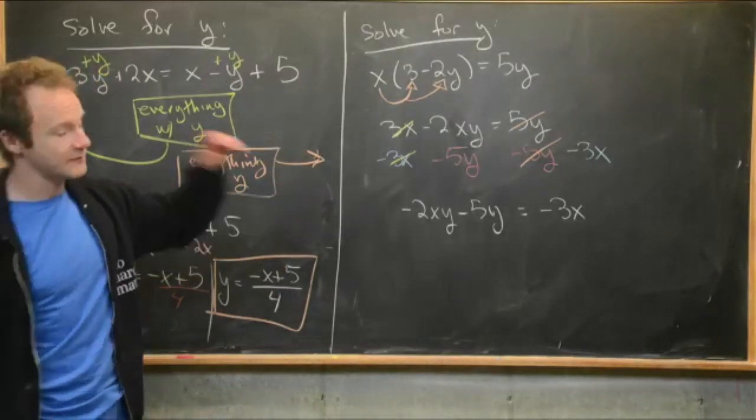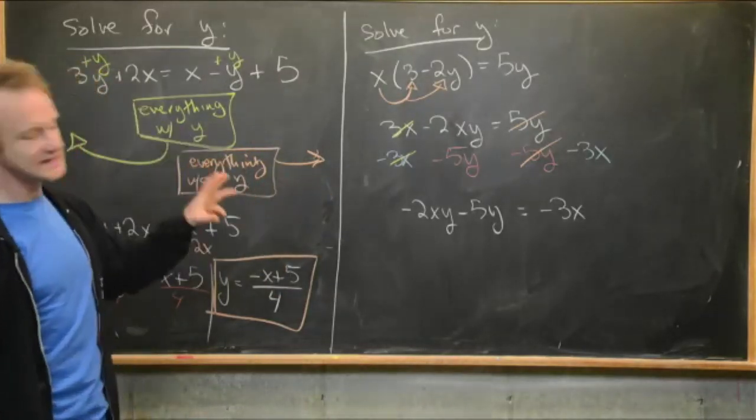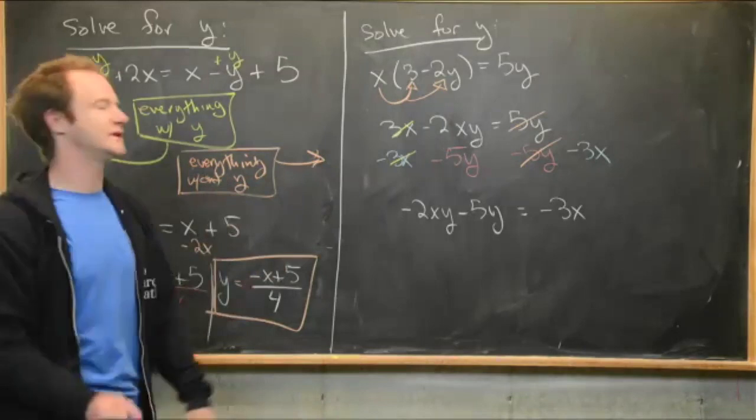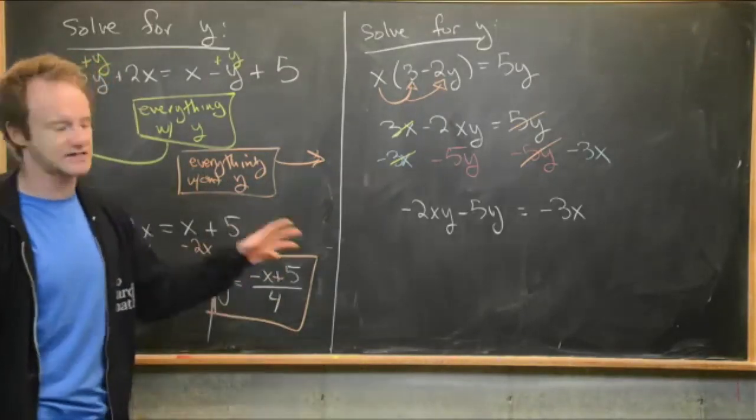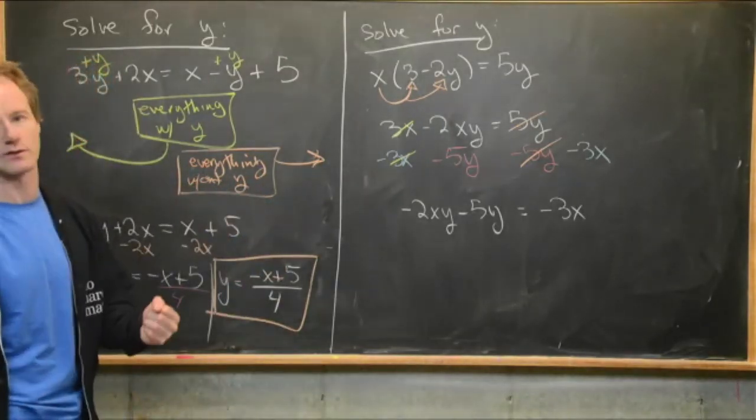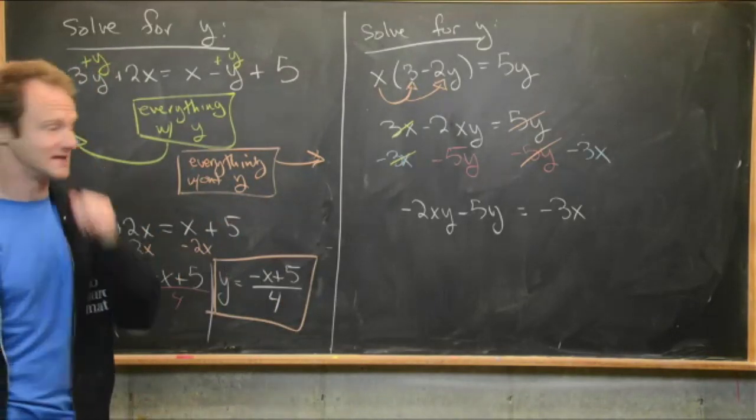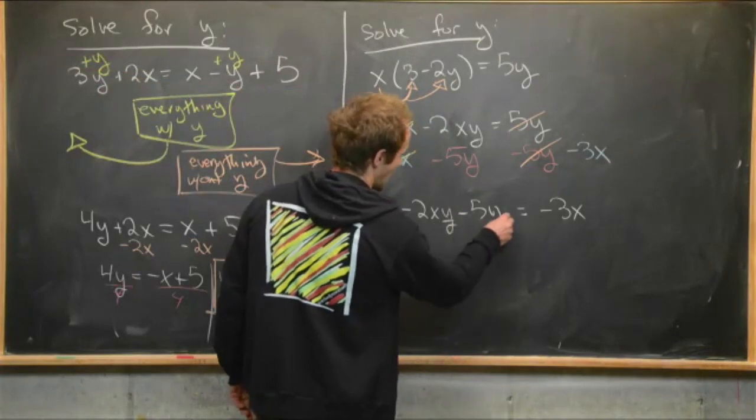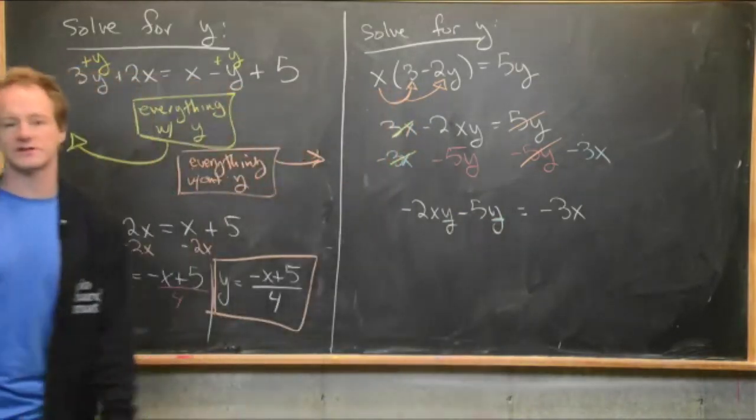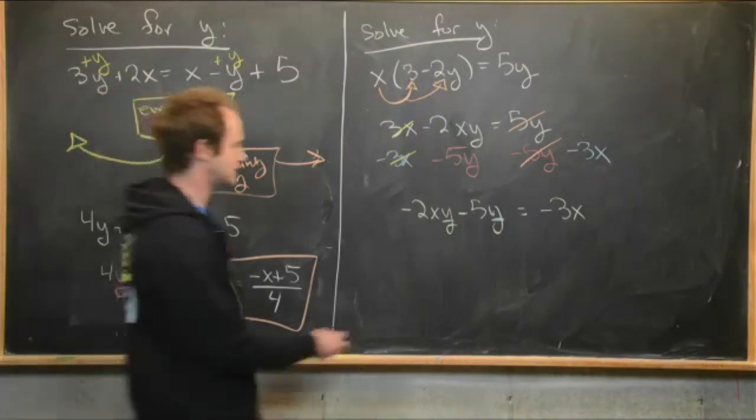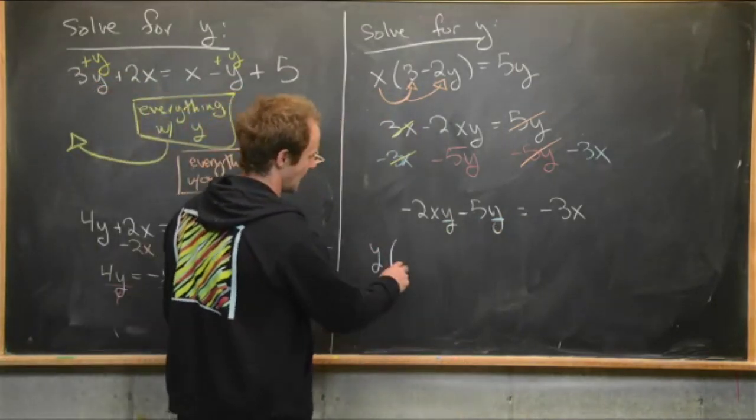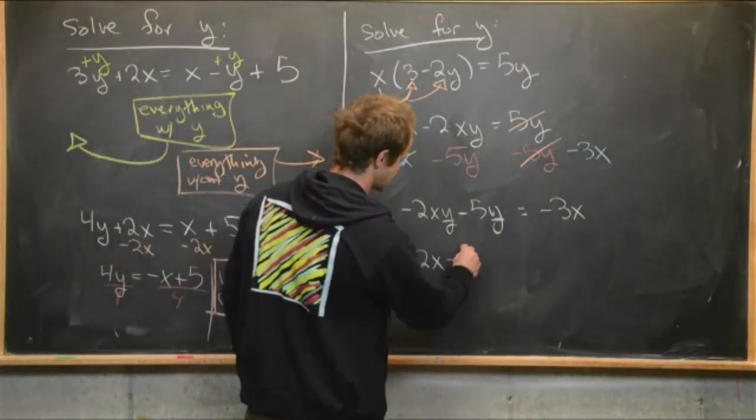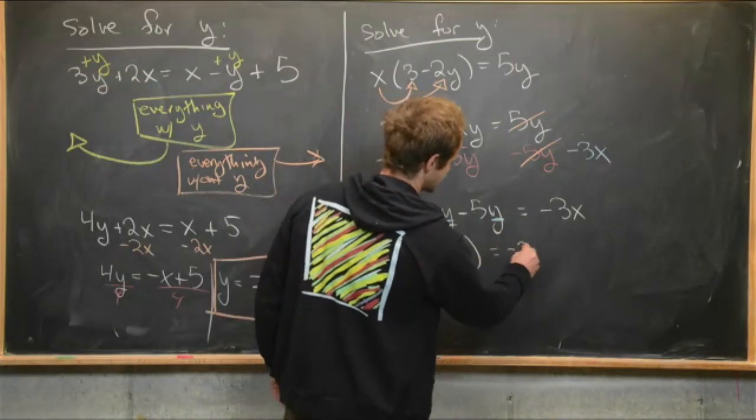Okay, so now we've got something like this. And this is actually fairly similar to one of the ones we did with the square root involved. It's just we have an x there instead of a square root. We're still trying to get y by itself. So let's see. We can factor the y out of both terms in the left-hand side. So if we do that, we'll have a y, and then left we'll have minus 2x minus 5 equals minus 3x.